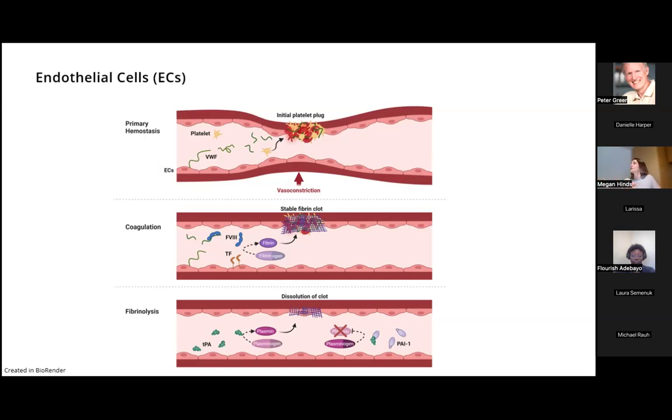They're capable of modulating vascular tone and blood flow, and they control both hemostasis and fibrinolysis by secreting factors essential for both the formation and dissolution of clots. And they also play a role in the formation of new vessels, or angiogenesis, through splitting and elongation.